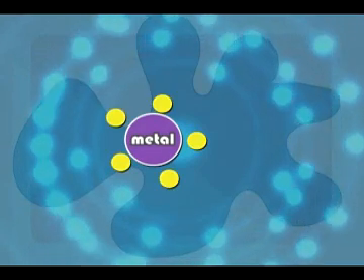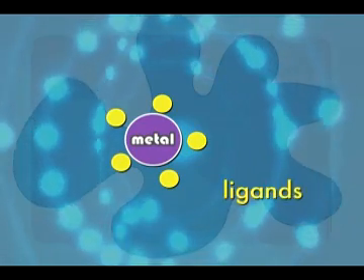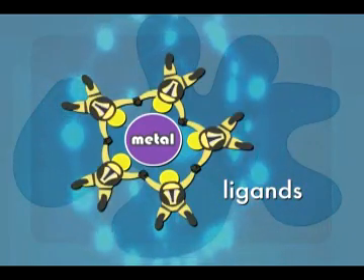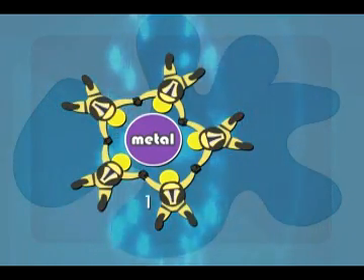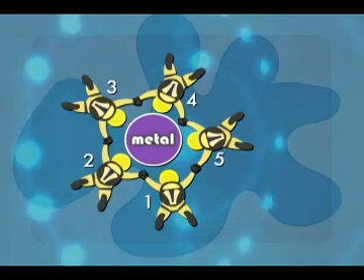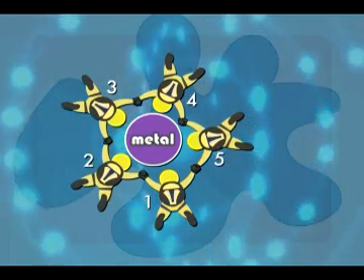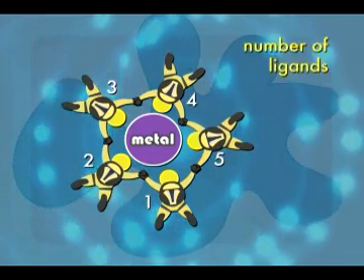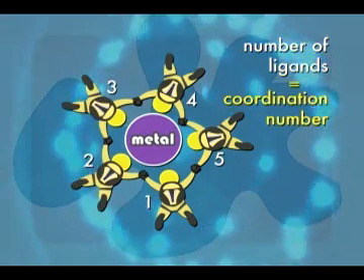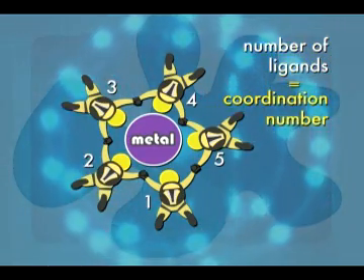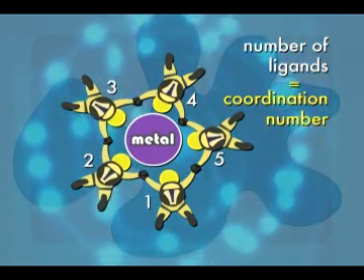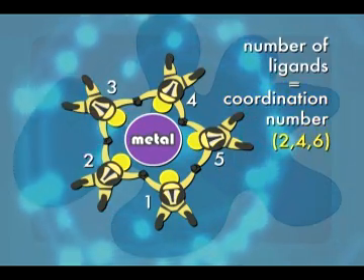The nonmetals that surround the inner metal atom are called ligands. They bond around the metal atom like skydivers in a ring. Scientists keep track of the number of ligands that bond with the atom in the middle because it tells them how the molecule might be shaped. The number of ligands is called the coordination number. It can range from 1 to about 12, but the most common coordination numbers are 2, 4, and 6.